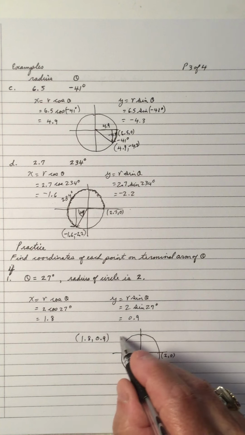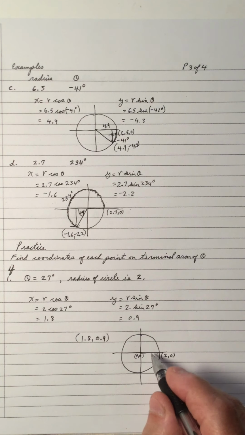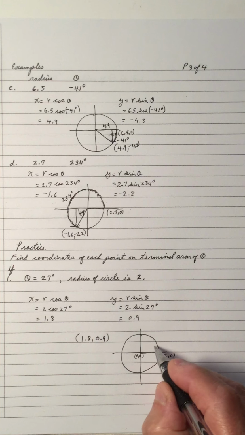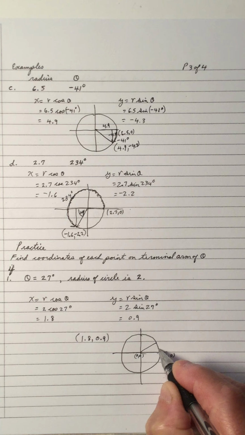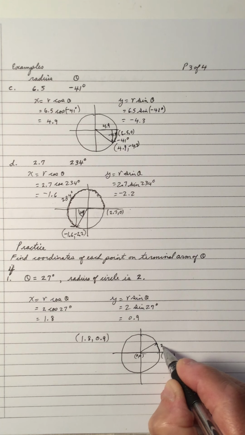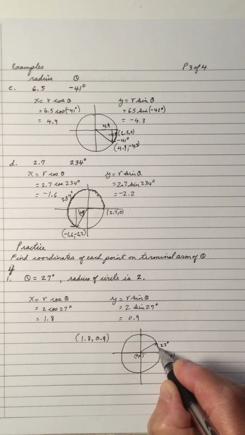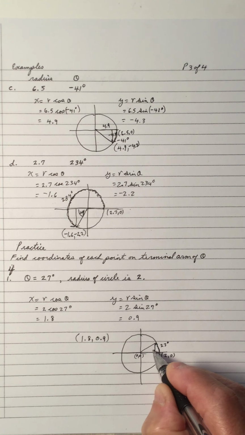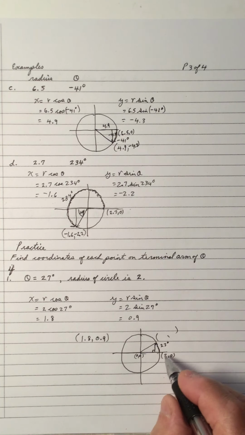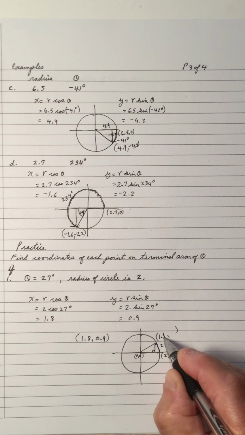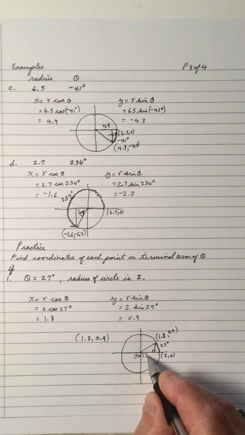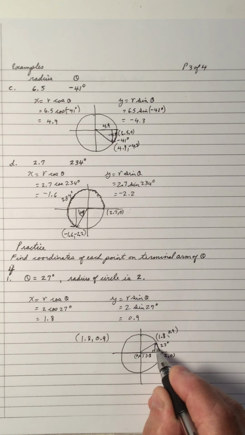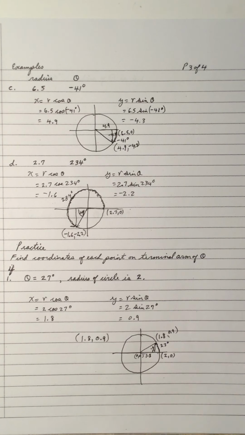So as this point rotates around the circle, the values of x keep changing. So when I rotate 27 degrees, which is about right there, you rotate 27 degrees up on this circle. So we drop a perpendicular to the x-axis. So the value of x is 1.8 and the value of y is 0.9. So that's 1.8 from there to there, and that's 0.9 up. Okay.